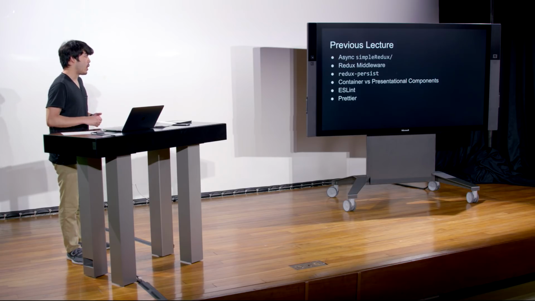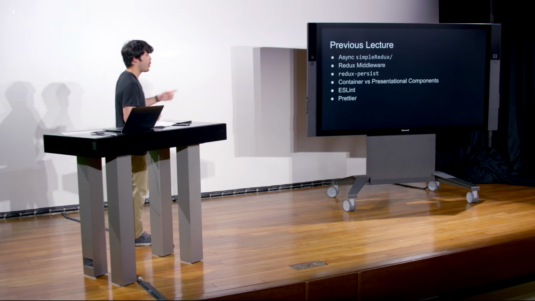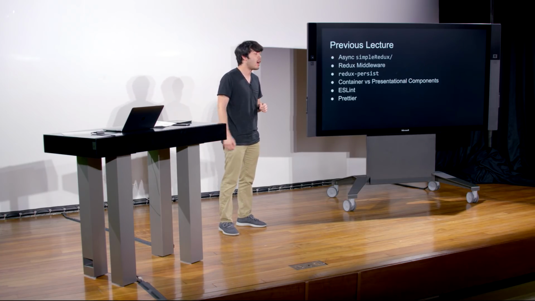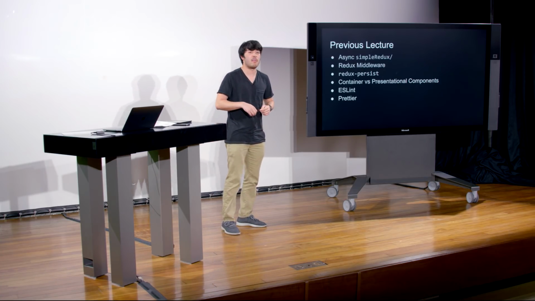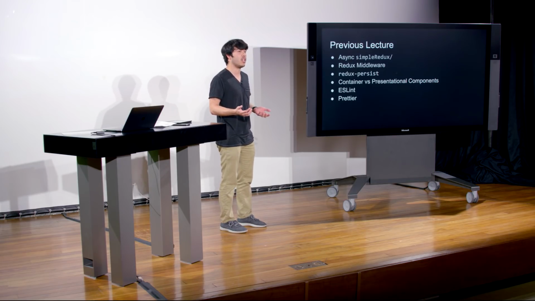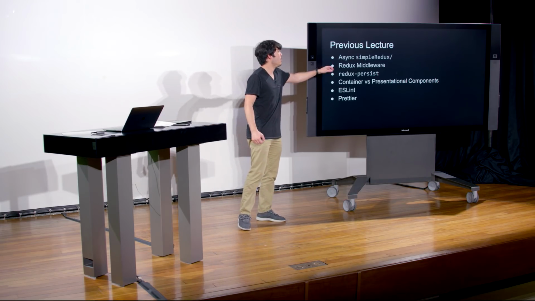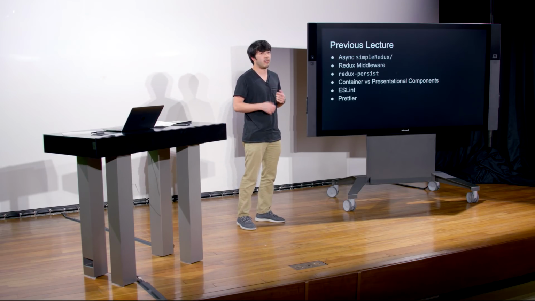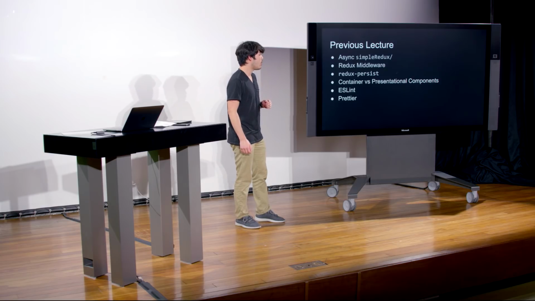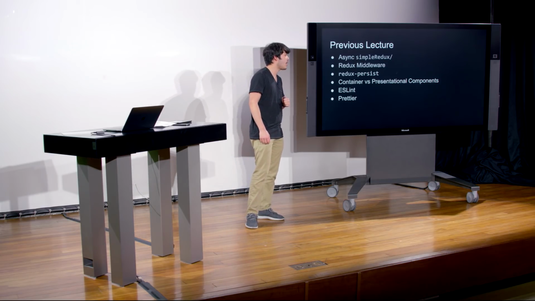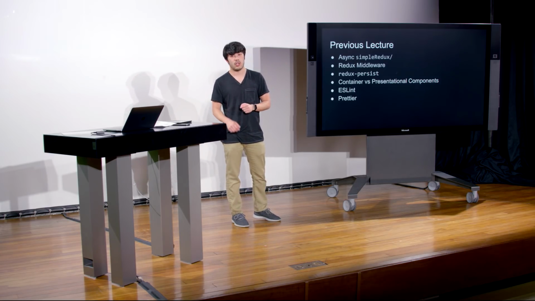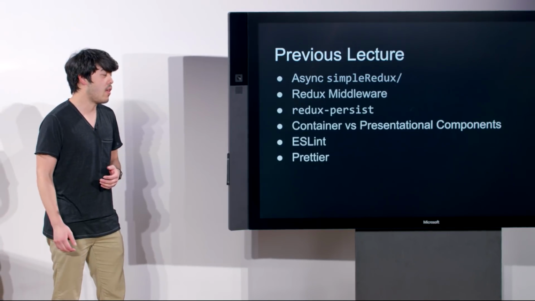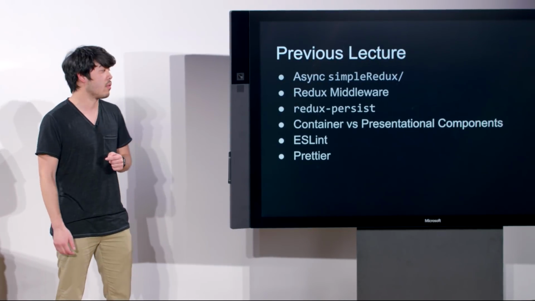So in the previous lecture we talked about a few different things. We forged ahead with our simple Redux. In that one we did an asynchronous action. We then saw that it might not be good to change our implementation of Redux in order to do that. And so we found out what Redux middleware was. And by using Redux middleware, we were able to add asynchronous actions to Redux itself. Then we talked about another Redux add-on called Redux Persist, which allows us to store our state into whatever storage mechanism we want, and then rehydrate our app based on that information.